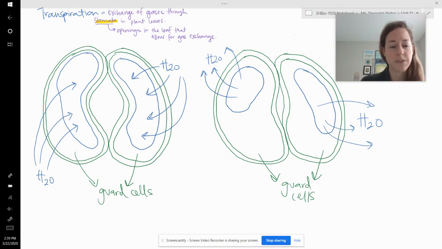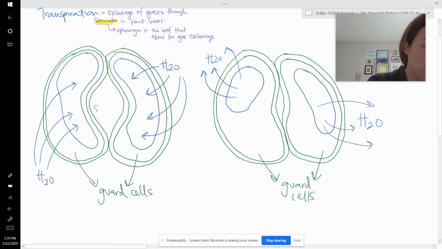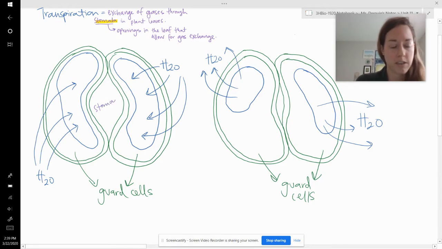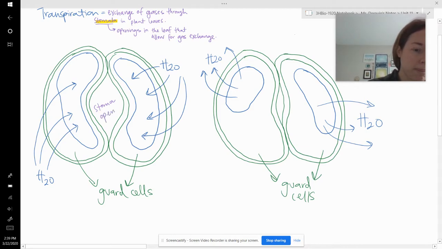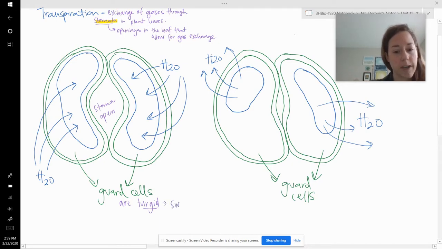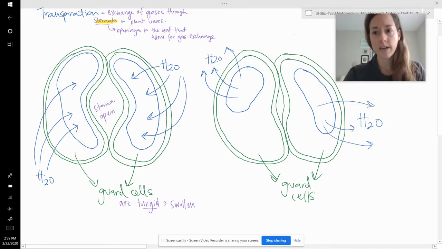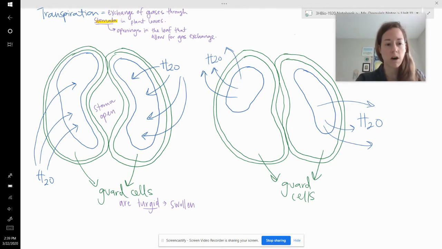So in this first image, here's the stoma or stomate, and you can see that it's open because there's a gap. And the reason that it's open is because the guard cells are turgid, which you might remember that's another word for swollen. And they're turgid because water has gone into the cells and caused them to puff up, and then the water makes the stomate open because it's rigid.